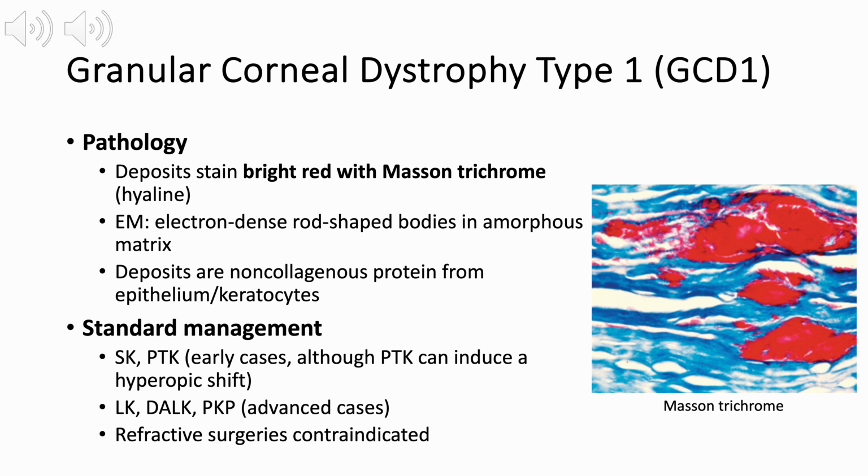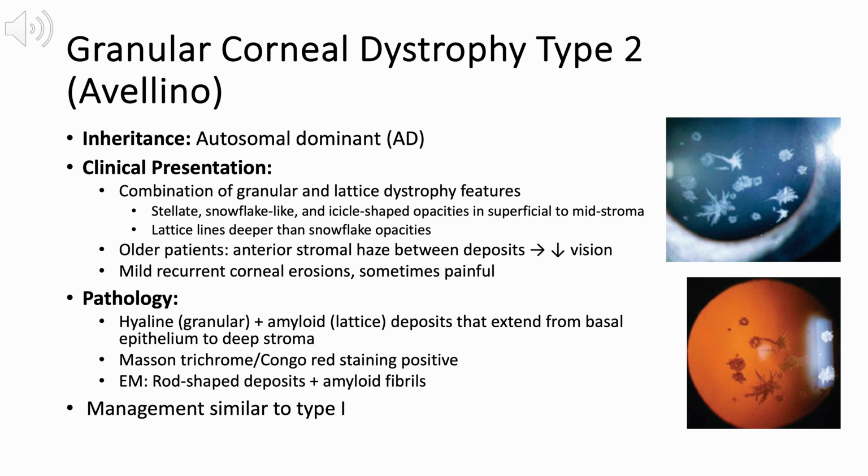Management again includes SK and PTK in early cases, and LK, DALK, and PKP in advanced cases. Note that PTK can induce a hyperopic shift. Refractive surgeries, such as PRK and LASIK, are contraindicated due to their propensity to worsen corneal opacification.